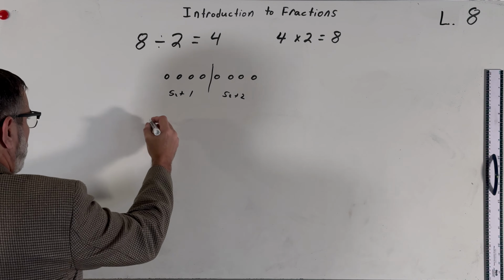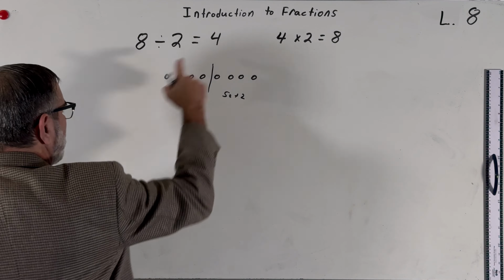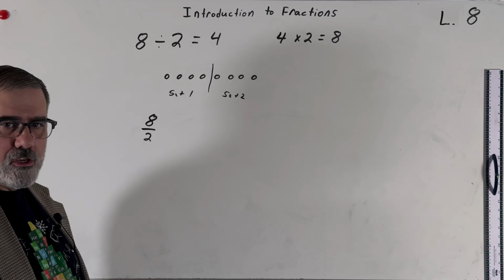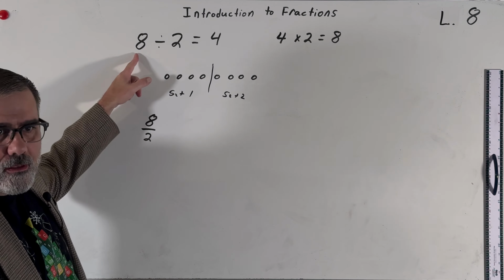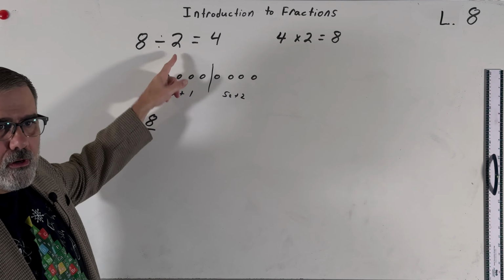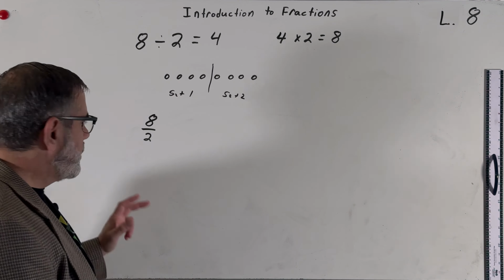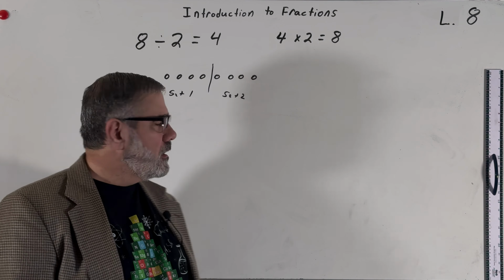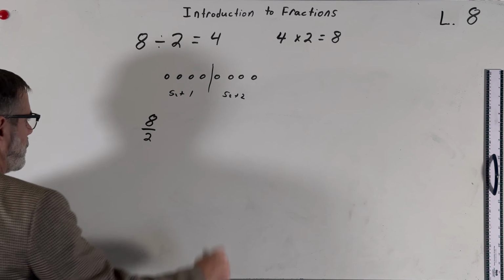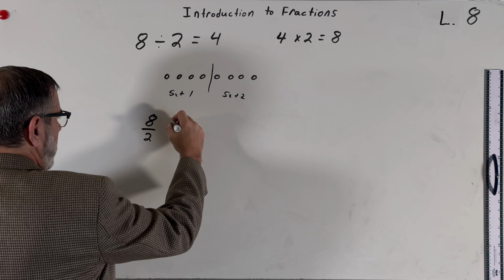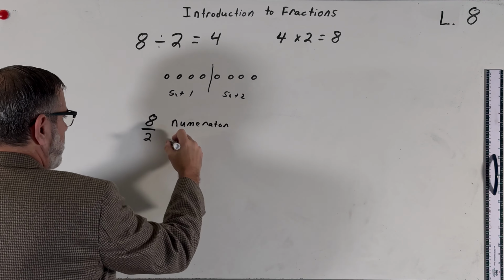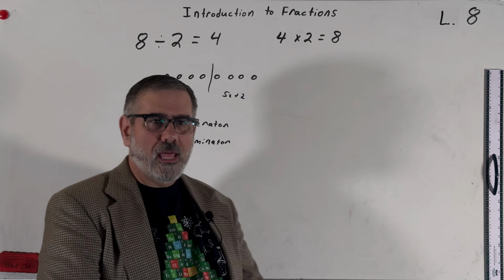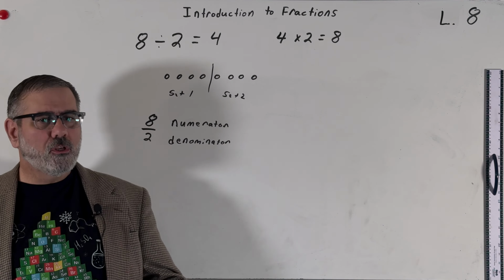I could, if I wanted to, write this number 4 as 8 over 2. When we think of division, we think of the 8 as the dividend, and we think of 2 as the divisor. But when we come up with this new kind of number, which we call a fraction, we change the terminology, right? So we call the piece upstairs the numerator, and the piece downstairs the denominator. And part of this lecture, I'm going to explain why we choose those names.